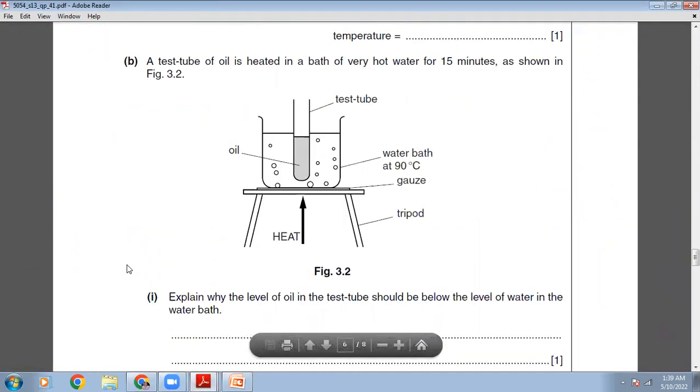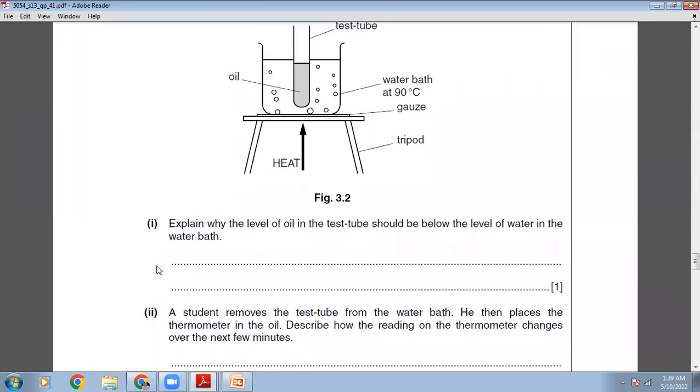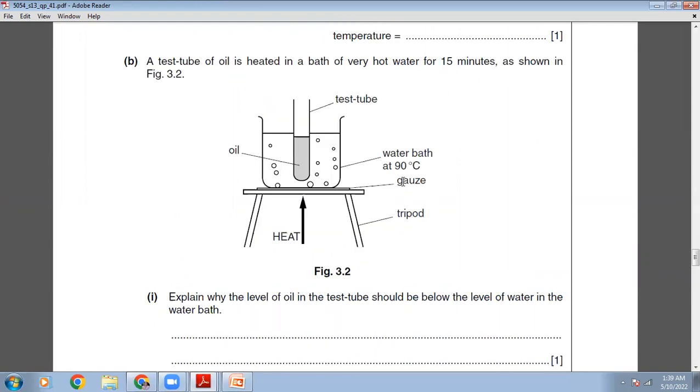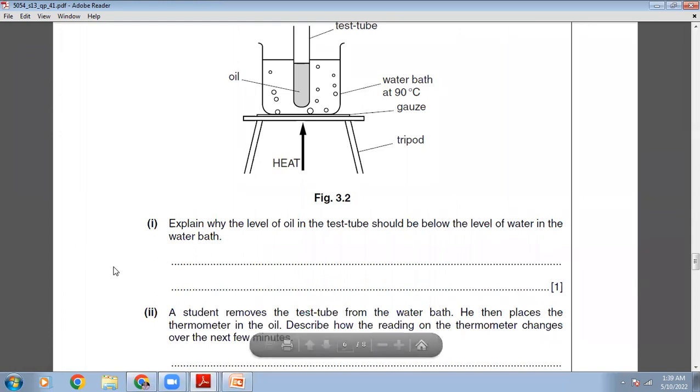Then this says a test tube of oil is heated in a bath of very hot water for 15 minutes, as shown in figure 3.2. Explain why the level of the oil in the test tube should be below the level of the water in the water bath. The oil in the test tube has a lower level, and the water in the beaker has a higher level. Why? So that the oil is heated uniformly throughout the body of the oil. Throughout the body of the oil, the heat is given uniformly.